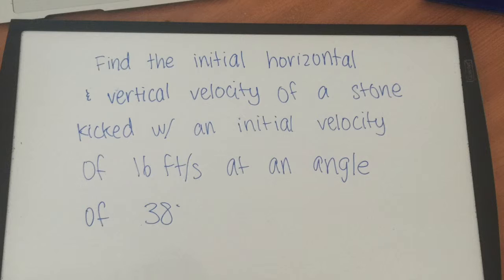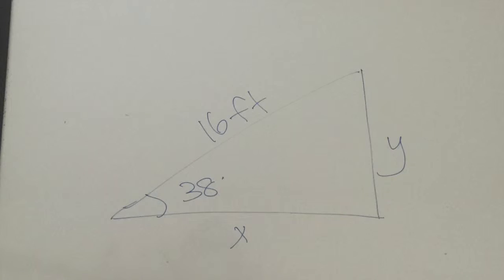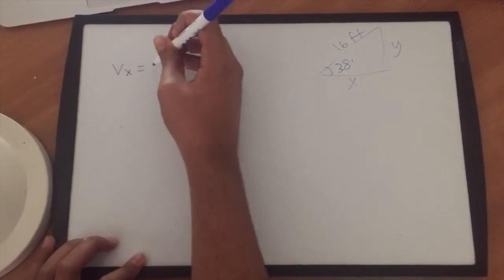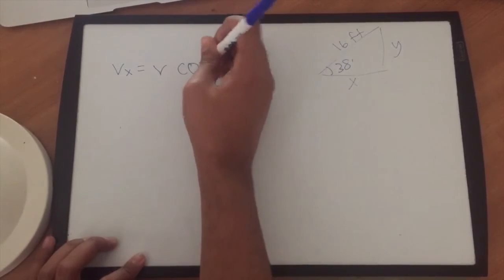Find the initial horizontal and vertical velocity of a stone kicked with an initial velocity of 16 feet per second at an angle of 38 degrees. So you have to find the initial horizontal and vertical velocity when only given the angle and initial velocity.